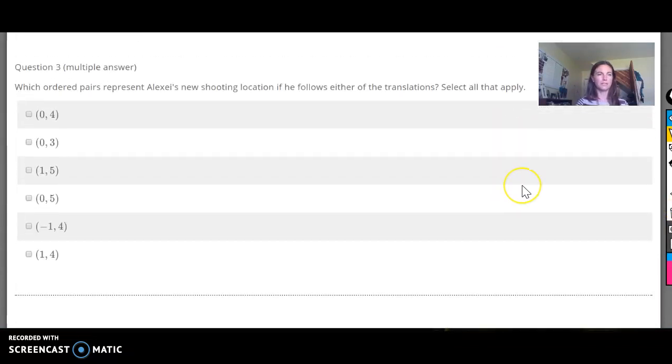All right, down to number 3. Which ordered pairs represent Alexi's new shooting location if he follows either of the translations? Okay, so if he moves up 1, right? If he was originally at 0 and 4, and if he moves up 1, then he's going to be at 0 and 5, right? He just went vertically up from 0 and 4.